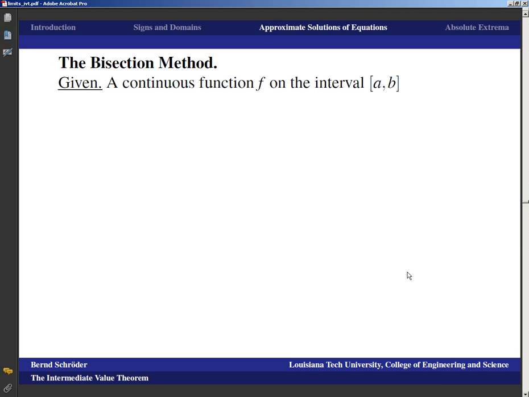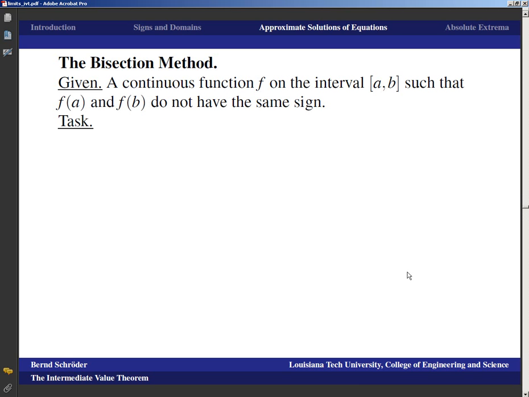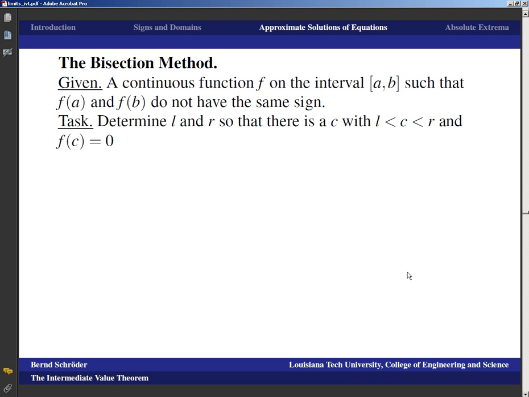You are given a continuous function on an interval, and f of a and f of b don't have the same sign. That means by the Intermediate Value Theorem, we know that there is a 0 in that interval. Okay, the task is to determine numbers L and R, left and right, so that there is a 0, a c with L smaller than c smaller than R, so that f of c is equal to 0. So there is a 0 of the function between L and R.